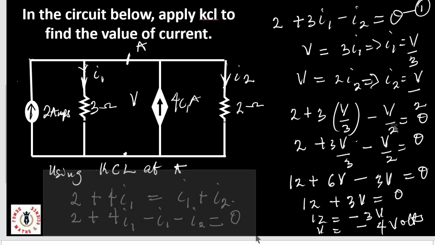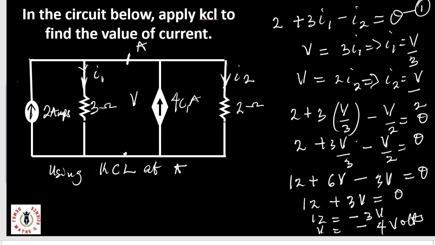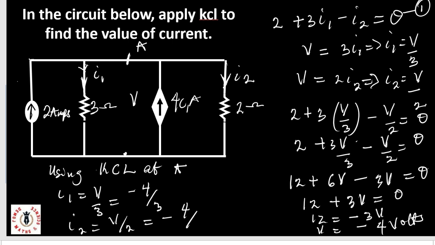Let me make space. To solve for I1, we know that I1 now is equal to V over 3. That will be the same thing as minus 4 over 3. We know that I2 is the same thing as V over 2. That will be the same thing as minus 4 over 2, which is equal to minus 2 amps. This is minus 2 amps. This is minus 4 over 3 amps.